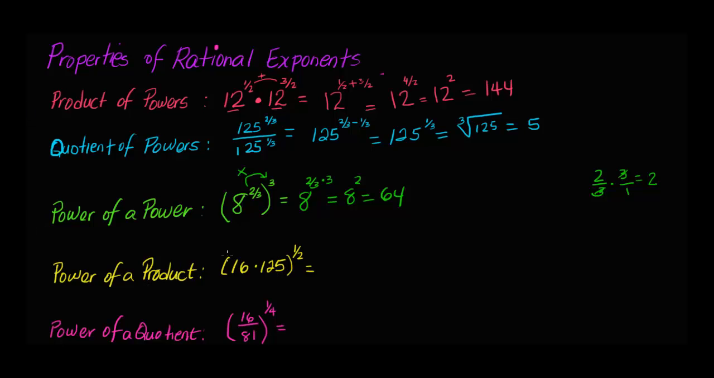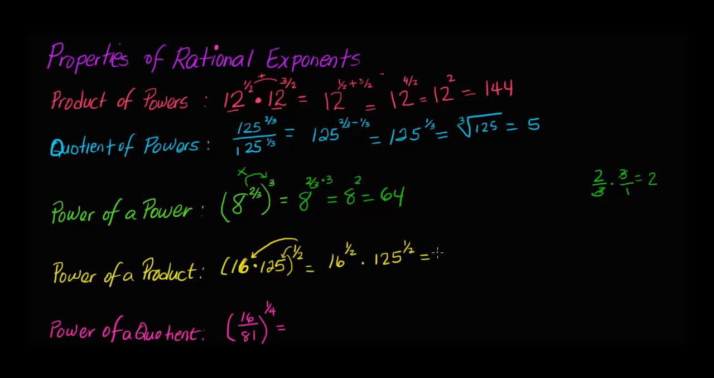Power of a product. That means if I have inside the parentheses a number times another number, and those two numbers being multiplied are raised to a power, then I can distribute this power to each one of the numbers. So this becomes 16 to the 1/2 power times 125 to the 1/2 power. And we can simplify that.